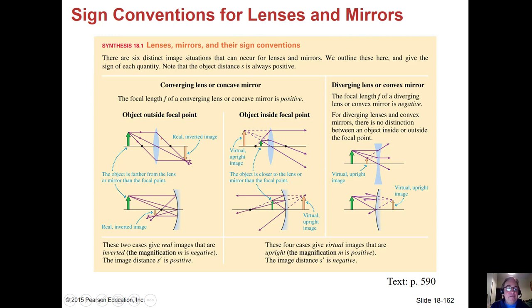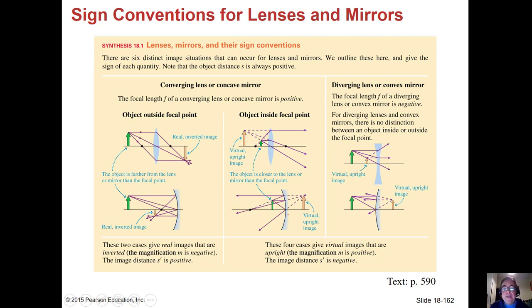And then here are some different scenarios. For a real image, S prime is always going to be positive. That means it's real and inverted, and you can see this scenario here. Same thing here. This is a real image. You can tell it's real because it's inverted. That's where the rays actually come together. So for both of these, S prime is positive.